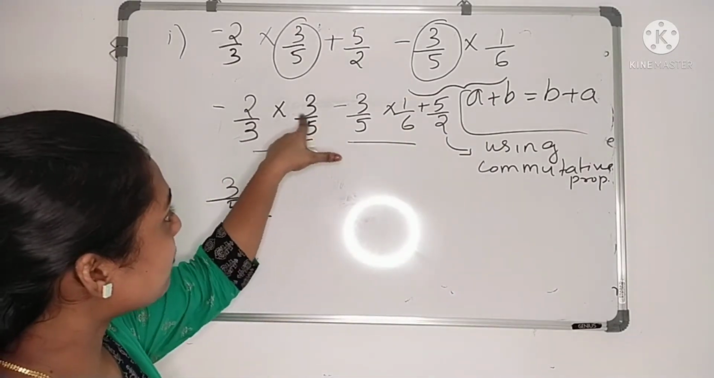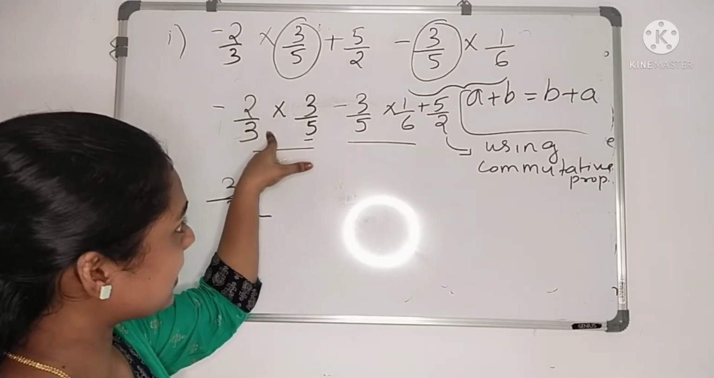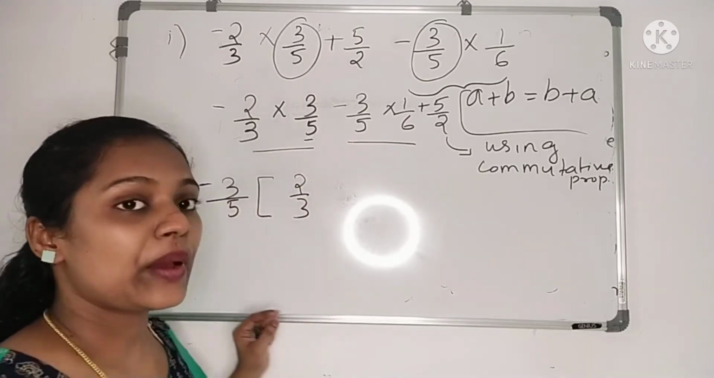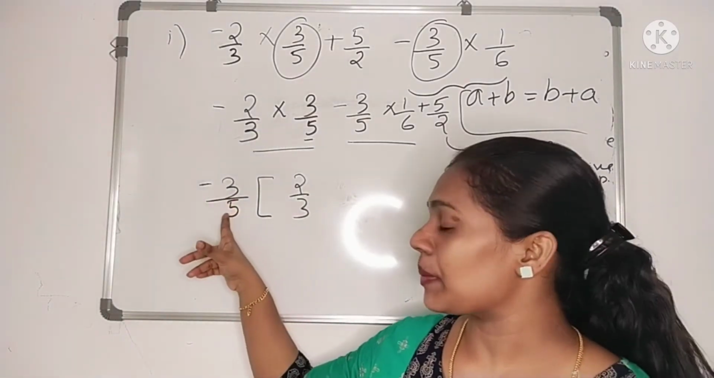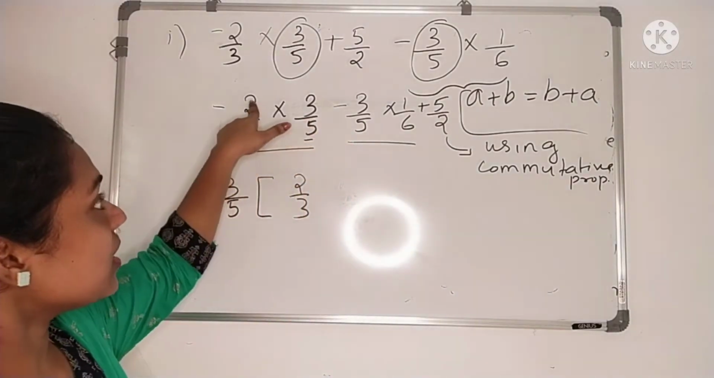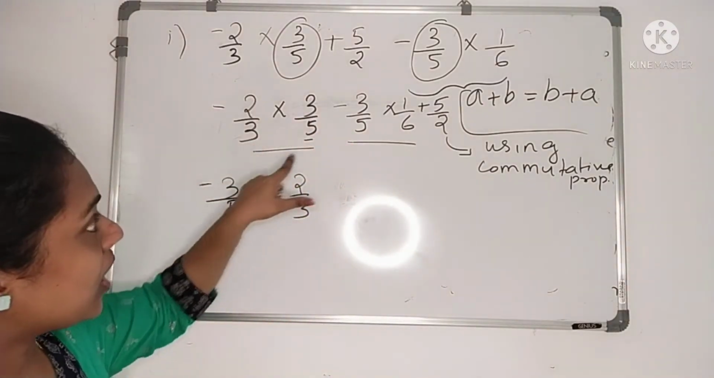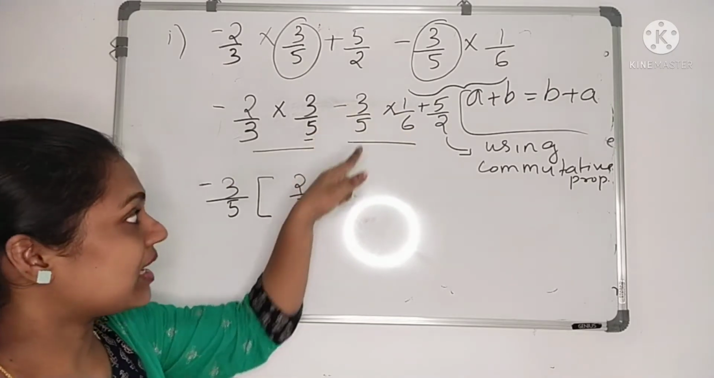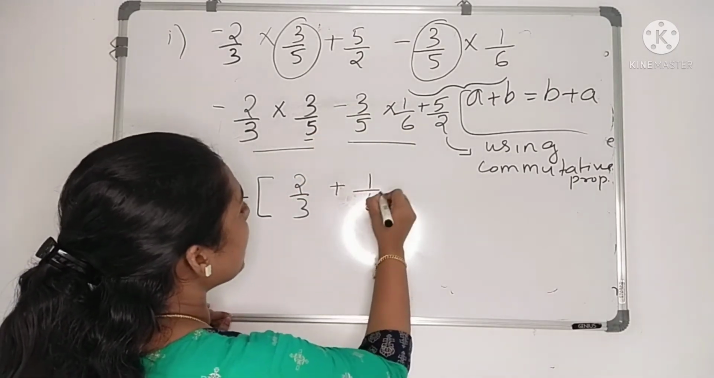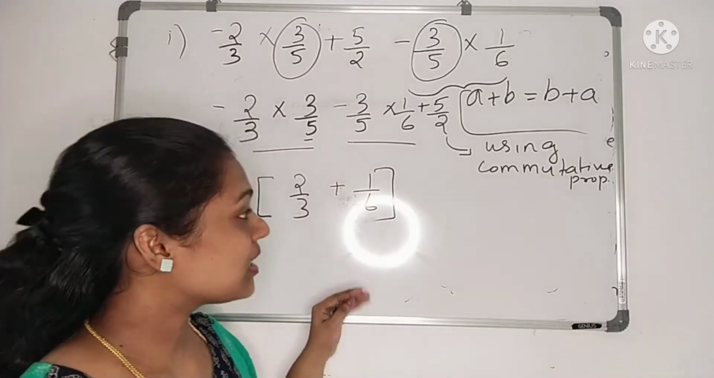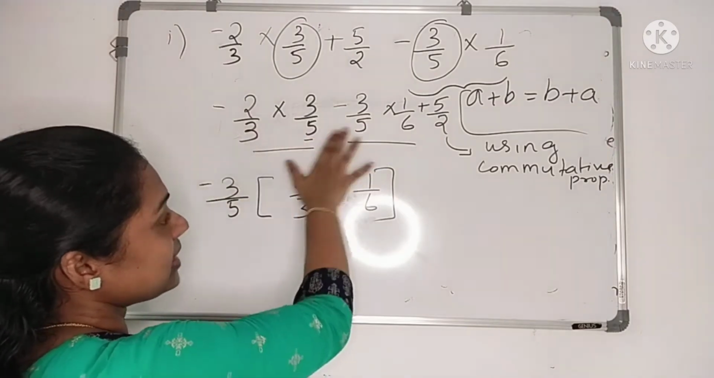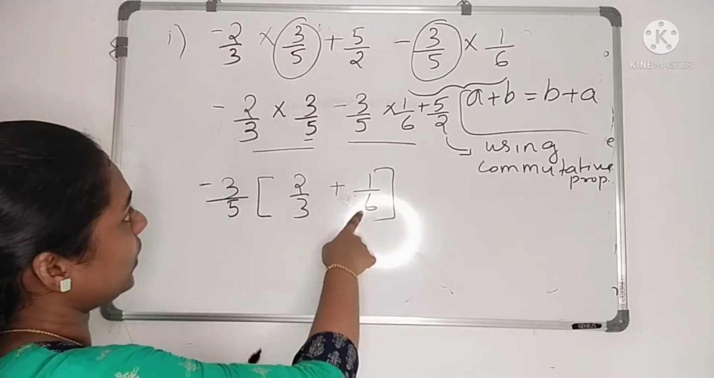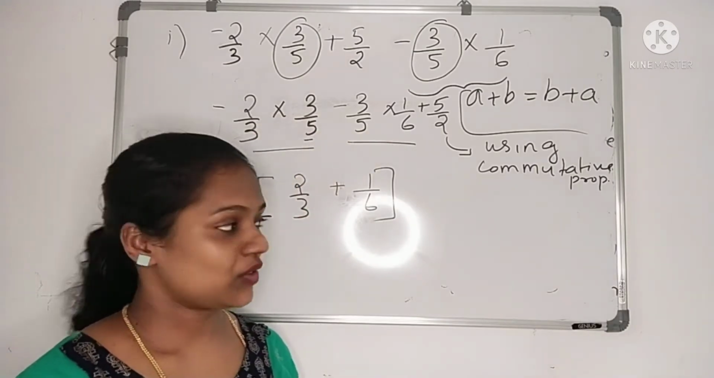So if I take this 3 by 5 outside, what is the remaining term here? Minus 2 by 3. Or else, you take the common minus 3 by 5 outside. So I have taken the minus 3 by 5 term outside. What is the remaining term here? 2 by 3, because I have taken the negative sign outside. Now what is remaining here? I have taken this 3 by 5 outside, so 1 by 6 remains, plus 1 by 6. See how you have got this? I have taken minus 3 by 5 outside, so this will become plus 2 by 3 and this will become plus 1 by 6, because in both cases the negative sign is there.